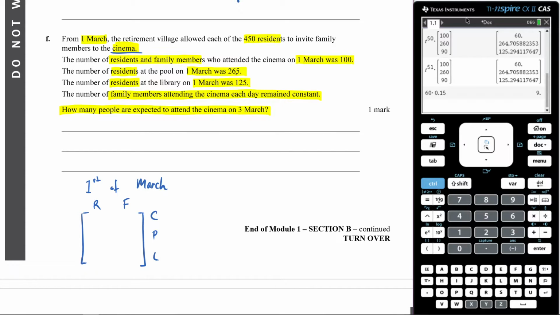Now, we know that in residents, 265 of them on the 1st of March are going to be in the pool, and 125 of them are going to be in the library. We know that there is 100 in total in the cinema. So can we figure out how many family members and how many residents?